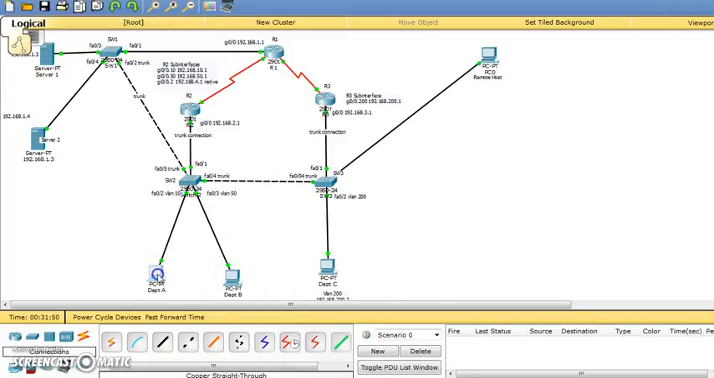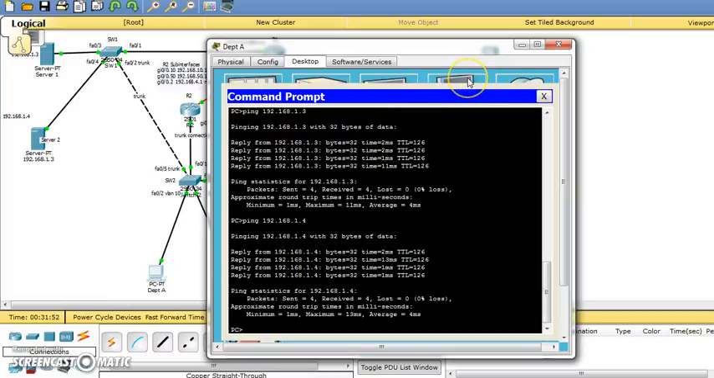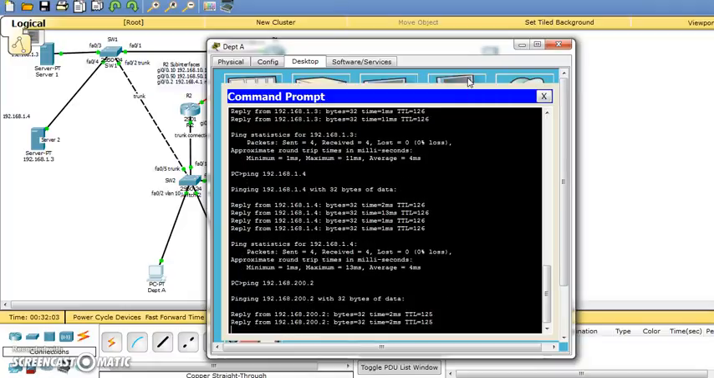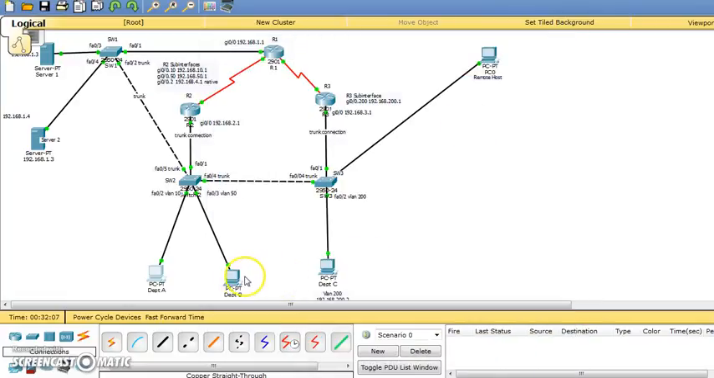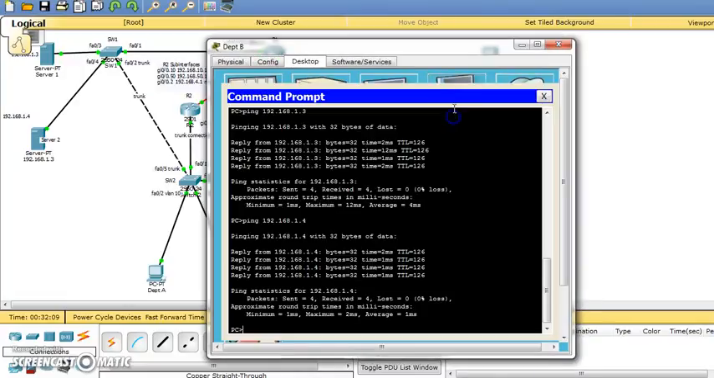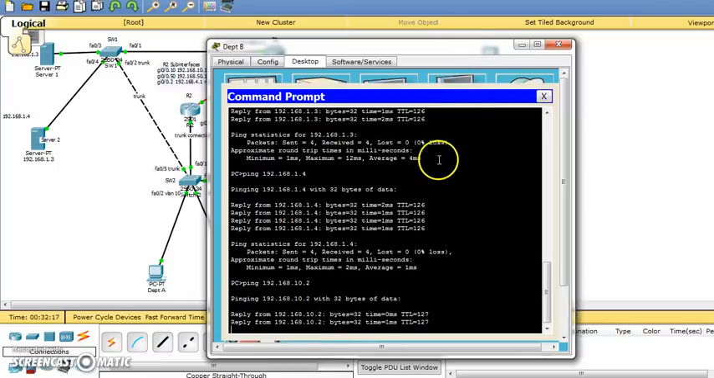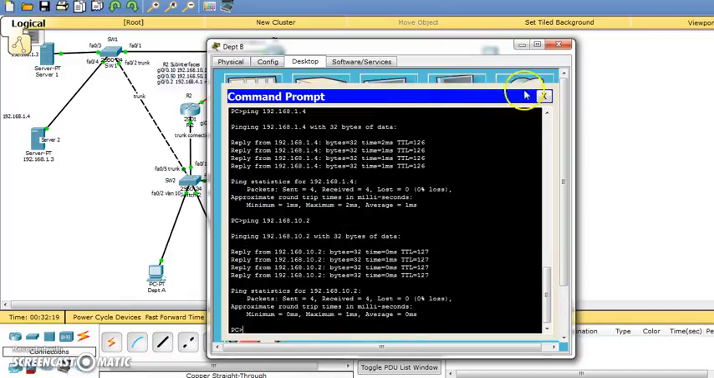Also, I'm just going to show briefly that the departments can ping amongst each other. Just going to show a couple of examples of that. Department A to Department C pings. And just going to do Department B to Department A. So we also get a successful ping.